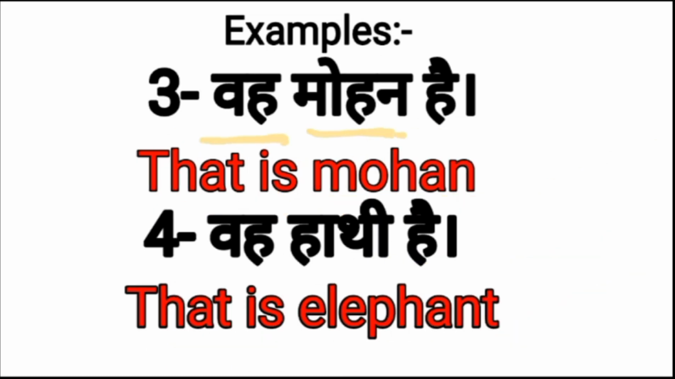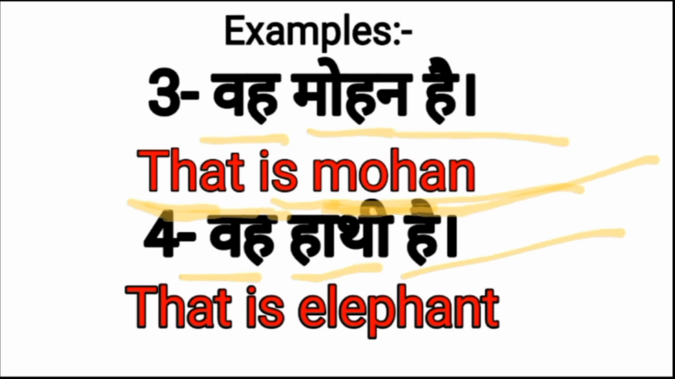वह मोहन है. That is Mohan. T-H-A-T. That is, I-S. Mohan. M-O-H-A-N. That is Mohan. वह हाथी है. That is elephant. T-H-A-T. That is, I-S, is elephant. E-L-E-P-H-A-N-T. Elephant. That is elephant.